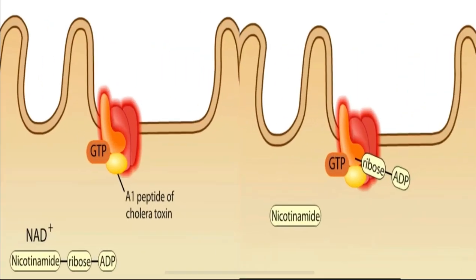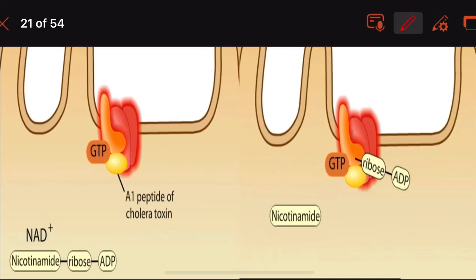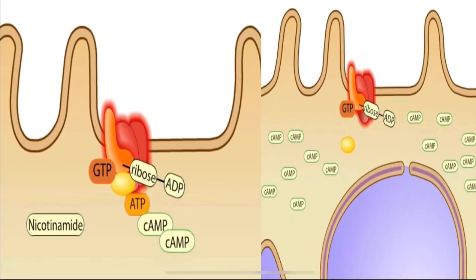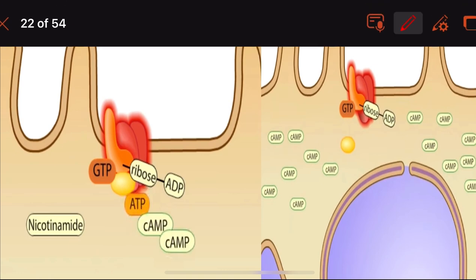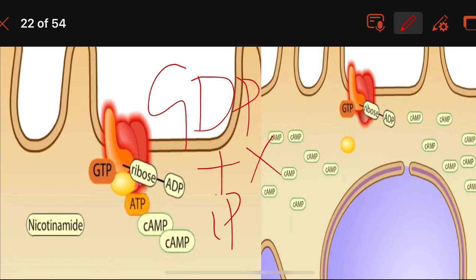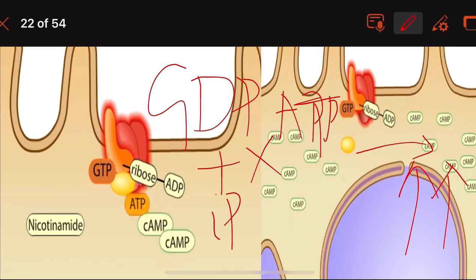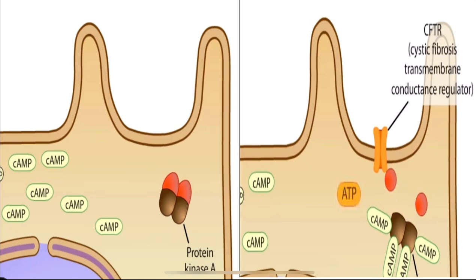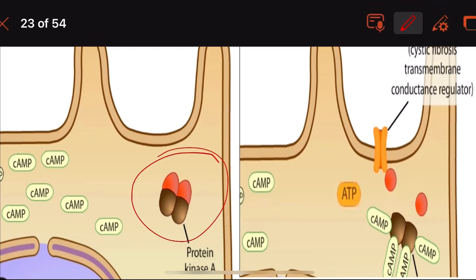But what happens in cases of cholera? In cases of cholera, there is ribosyl ADP which is going and binding to this GTP. No longer is there a conversion of GTP back into GDP and inorganic phosphate. It is not able to convert. There is continuous conversion of ATP into cyclic AMP. There is a rise in the cyclic AMP levels, and the increased cyclic AMP is activating this protein kinase A.